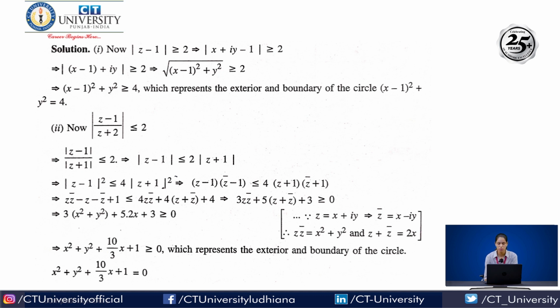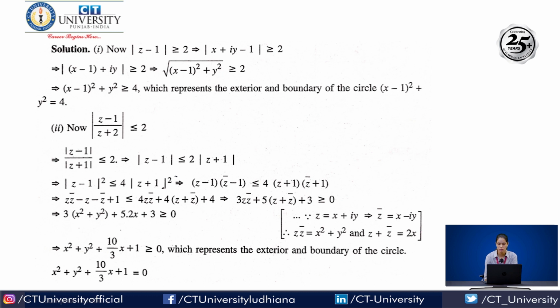|z − 1|² becomes (z − 1) times its conjugate. As 1 has no conjugate, because only the complex number has the conjugate, it takes the conjugate over the z only. My |z − 1|² becomes (z − 1)(z̄ − 1), and my |z + 1|² becomes (z + 1)(z̄ + 1) on the right hand side with the coefficient 4. Now solving both brackets, that is z z̄ minus z minus z̄ plus 1 less than or equals to 4 z z̄ plus 4 into (z plus z̄) plus 4.